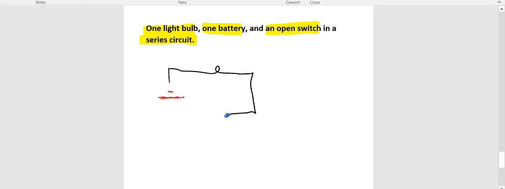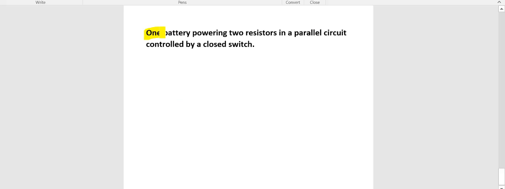And even though the switch is after the light bulb, if it is not closed, it's still not going to light the light bulb. So it doesn't matter necessarily where that's placed for this one. Okay, so let's check it. I have 1 light bulb, 1 battery, an open switch, and it is a series circuit, so that is good. I think we have one more example that I want to go over.